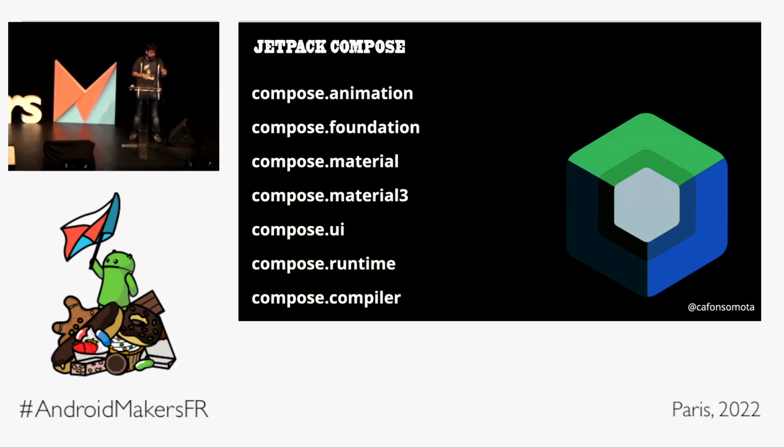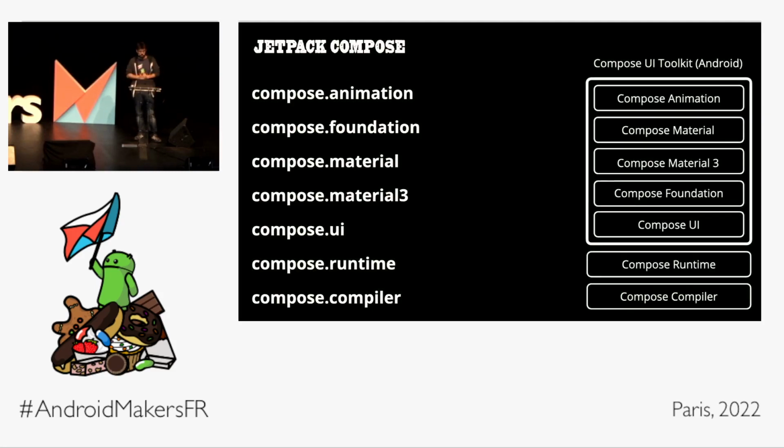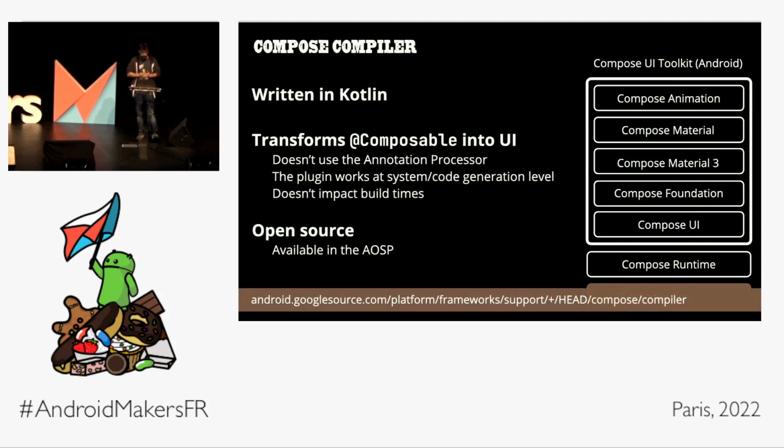So if you go to the Google documentation, you're going to see that Compose has a lot of libraries. You've got the compiler, runtime, UI, material, foundation, and animation. And we can split them into two different categories. You've got the Compose UI toolkit on Android, that has the animation, material, foundation, and UI. And then you've got the Compose compiler and the runtime. And this is important because it's this separation of concerns, the Compose compiler and runtime, that allows you to have a multi-platform Compose. So about the compiler itself, it's written in Kotlin.